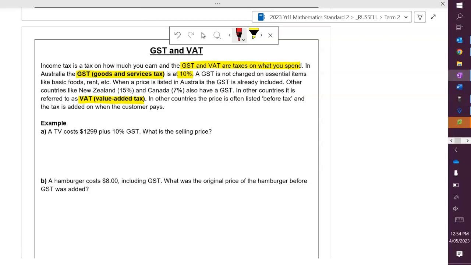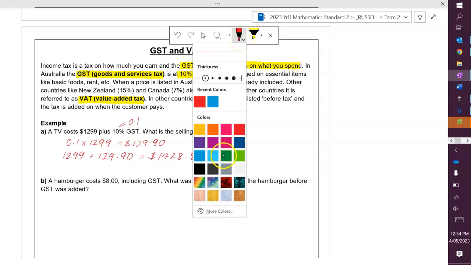So a TV costs $1,299 plus 10% GST. We need to calculate the selling price. 10% as a decimal is 0.1, so we need to find 0.1 of our $1,299. 10% of that is $129.90. And then I would add it on. So my $1,299 plus $129.90 would tell me that that TV is $1,428.90.